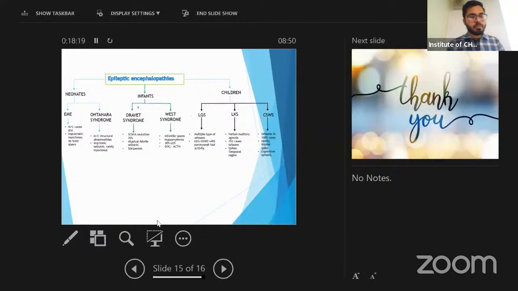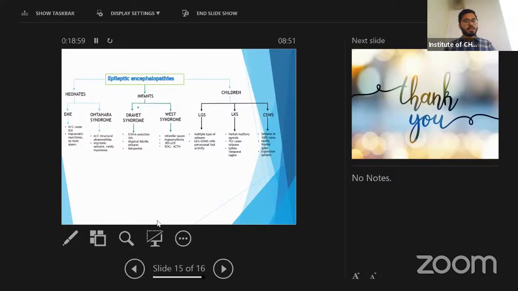To sum up the epileptic encephalopathies, we can classify them into 3 groups: neonates, infants, and children. In neonates, there is early myoclonic encephalopathy and Ohtahara syndrome. In EME, the most common cause is inborn error of metabolism, and there are myoclonic seizures and no tonic spasms. In case of Ohtahara syndrome, the most common cause is structural abnormalities, and tonic seizures are seen, but rarely we can see myoclonic jerks.